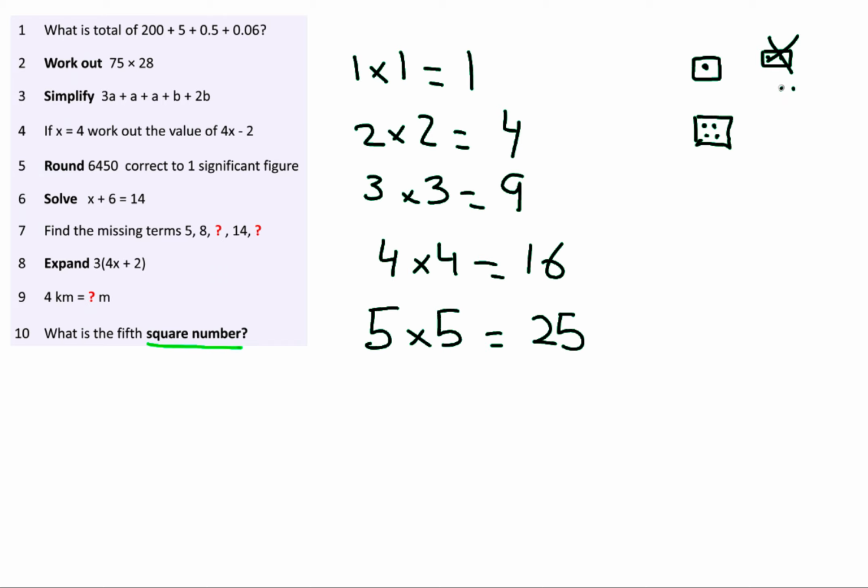What about 3? Is 3 a square number? Can I draw a square around 3? No, so 3 is not a square number. What about 5? 1, 2, 3, 4, 5. Can I draw a square around 5? No, so 5 is not a square number. But what about 9? 9 is 3 lots of 3. Can I draw a square around 9? Yes, I can. So 9 is a square number. 16 is a square number, 25 is a square number.